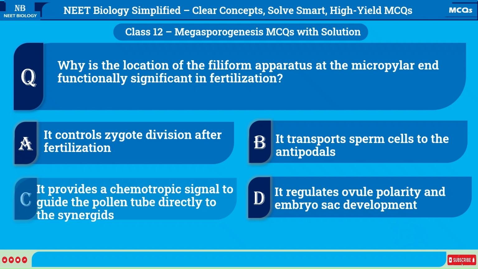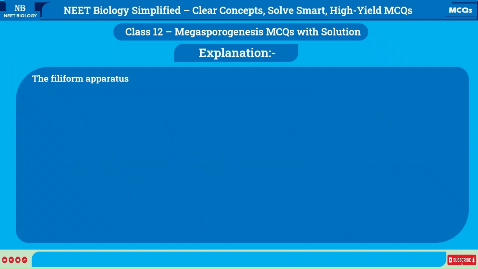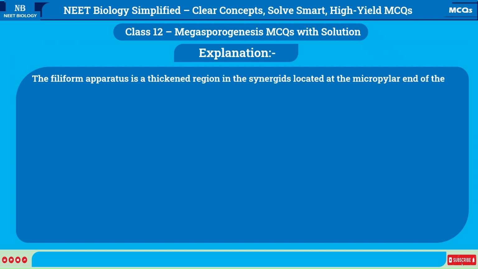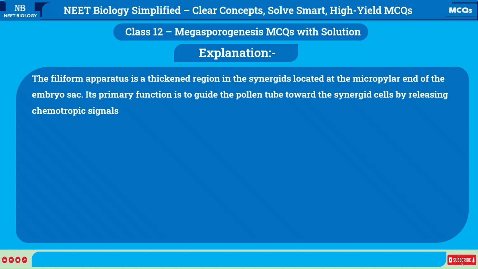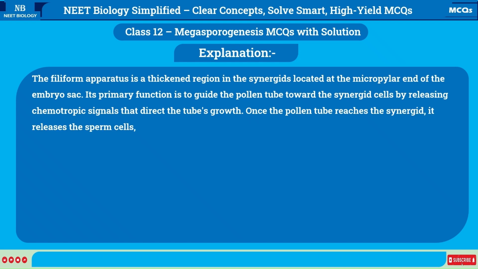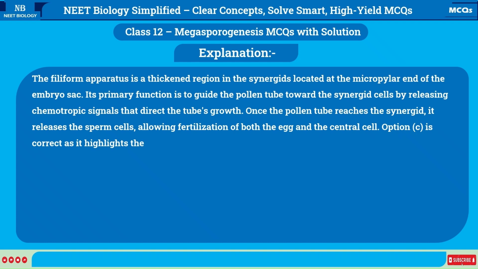Correct answer is C. It provides a chemotropic signal to guide the pollen tube directly to the synergids. Explanation: the filiform apparatus is a thickened region in the synergids located at the micropylar end of the embryo sac. Its primary function is to guide the pollen tube toward the synergid cells by releasing chemotropic signals that direct the tube's growth. Once the pollen tube reaches the synergid, it releases the sperm cells, allowing fertilization of both the egg and the central cell.